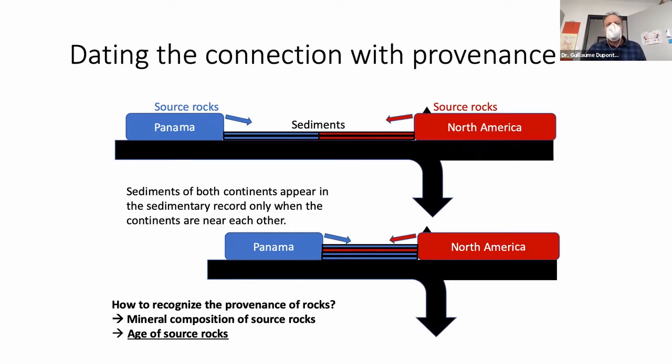So one thing that is used in this paper is to date the connection between the two blocks coming in by looking at the sediments. So the sediments that are collected in basins between these blocks, they actually tell you where the source rocks are coming from. So in this case here, you see the two blocks are coming together. And when they are very close, then the sediments coming, the red sediments from North America will mix with the blue sediments.